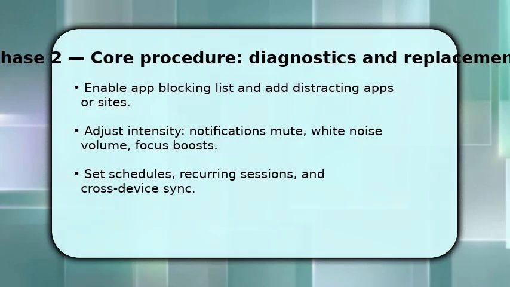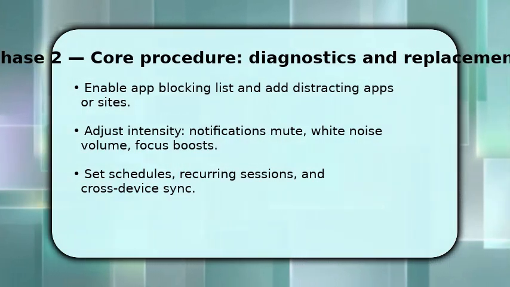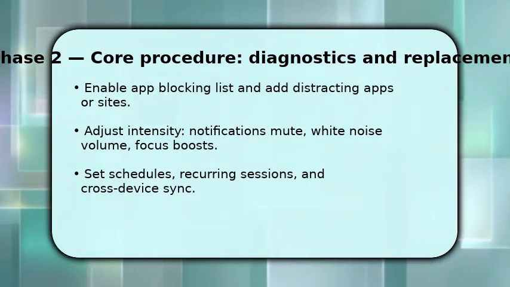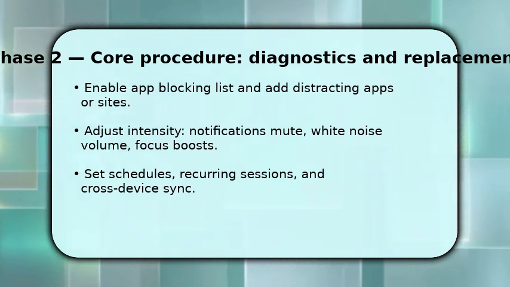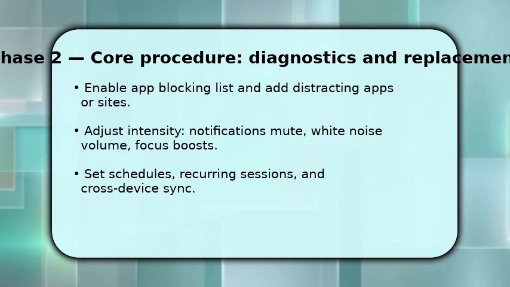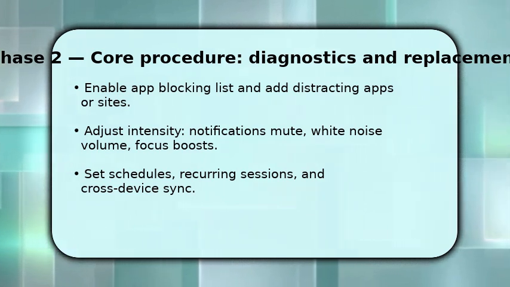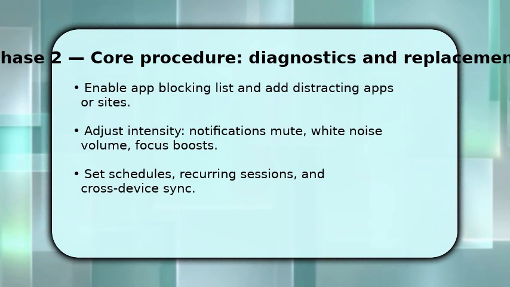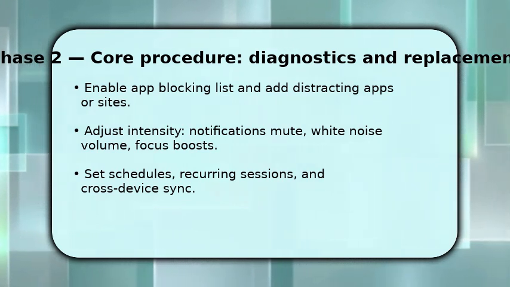Continue by customizing how strict Ease Focus 3 will be. Open blocking and add apps or websites that derail you. Use wildcards for domains to cover variations. Then fine-tune intensity, mute notifications, set white noise level, and enable focus boosts for tougher tasks.